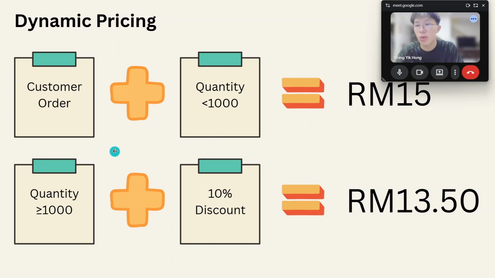And once the order exceeds the break-even point, for example, the quantity is more than or equal to 1,000, then we get a 10% discount, which is 13 ringgit 50 cents for one unit of the product. The Odoo will automatically apply the discount, and this helps to attract large B2B customers while still maintaining profitability.